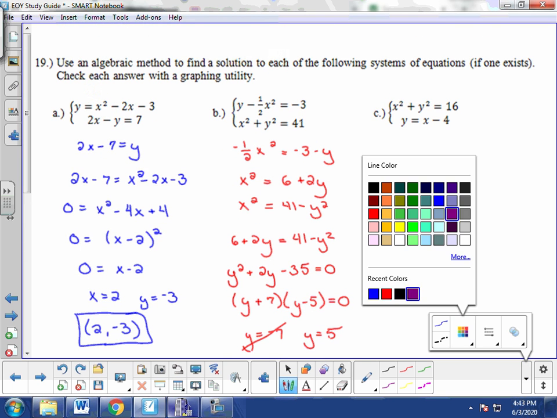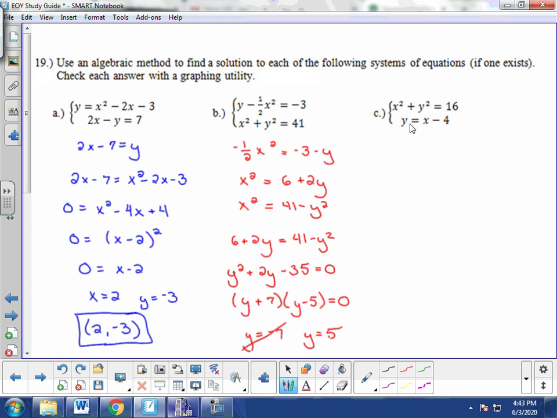So in problem C, y is already by itself here, so let me get y by itself in the first equation. I'm going to subtract x squared, so y squared equals 16 minus x squared. Then when I take the square root of y, remember that's going to be plus or minus the square root of 16 minus x squared. So now I have two values for y, set them equal. x minus 4 equals plus or minus the square root of 16 minus x squared.